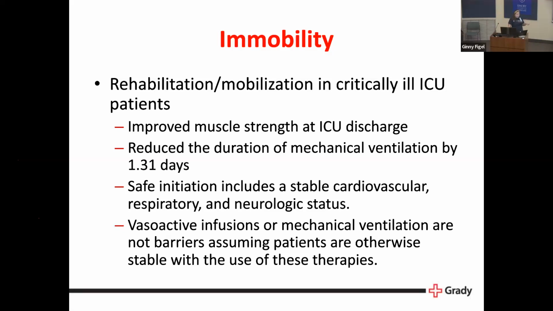Okay. The O is oxygenation. So their FiO2 has to be less than 40%, right? Because someone receiving higher is not quite as stable, probably shouldn't be up and getting moving.